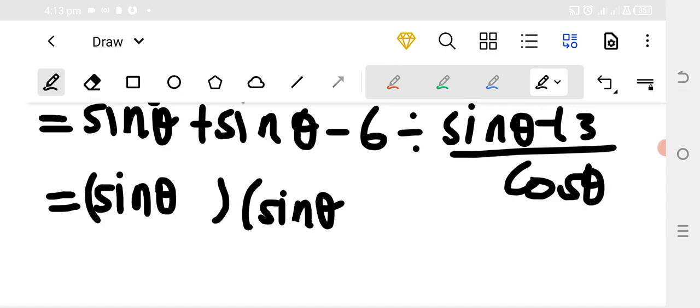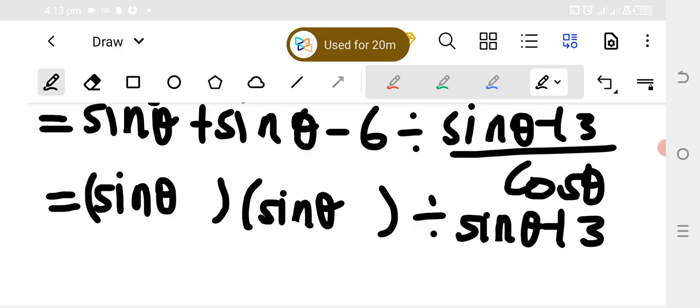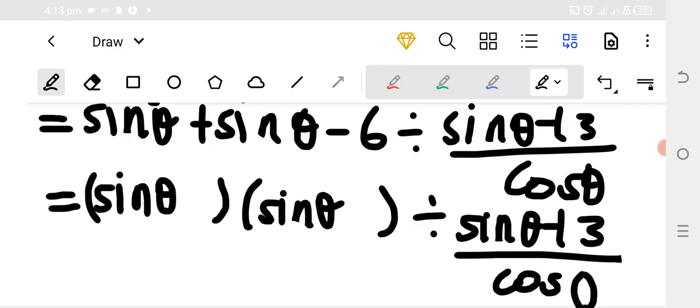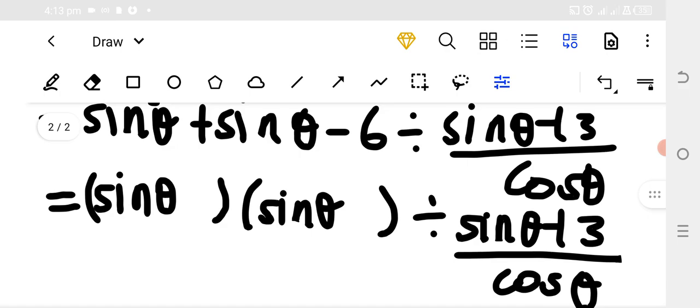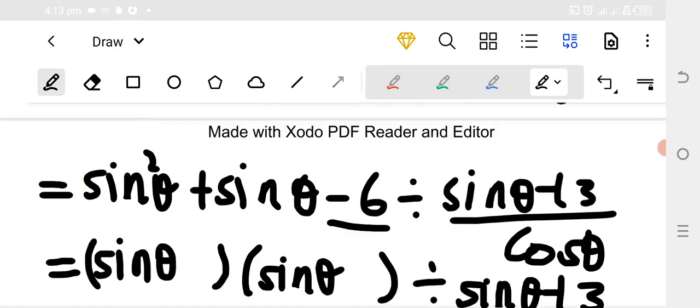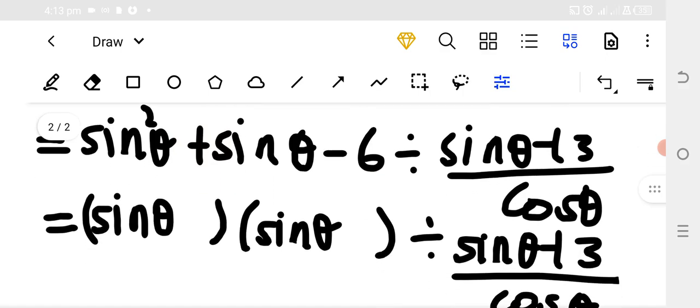Sine theta over sine theta plus 3 over cos theta, like that. And then we're going to ask ourselves, which numbers can you multiply to give you negative 6 and then add to give you positive 1? They multiply to give you the product of the numbers here, which is 1 times negative 6, which is negative 6, and then they add to give you the number here, which is a positive 1. It's going to be a positive 3.